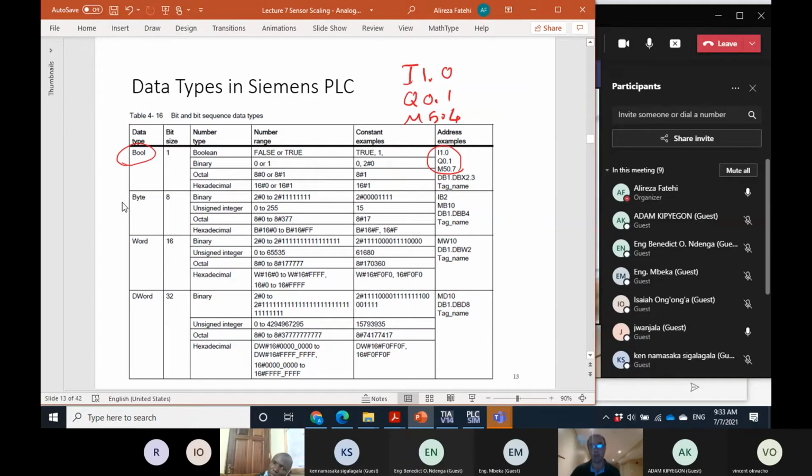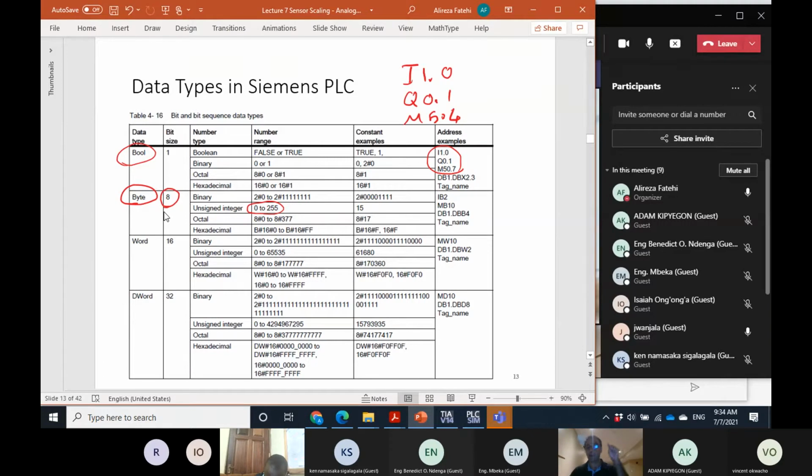The next level is byte. A byte data type is, in fact, an 8-bit binary signal. In the binary structure, it goes from 00000000 to 11111111. As an integer value, it can represent any value between 0 and 255.